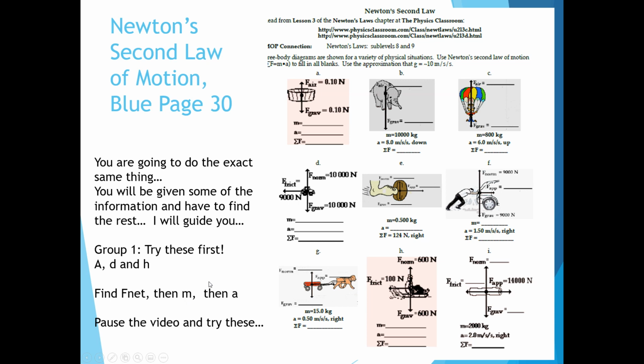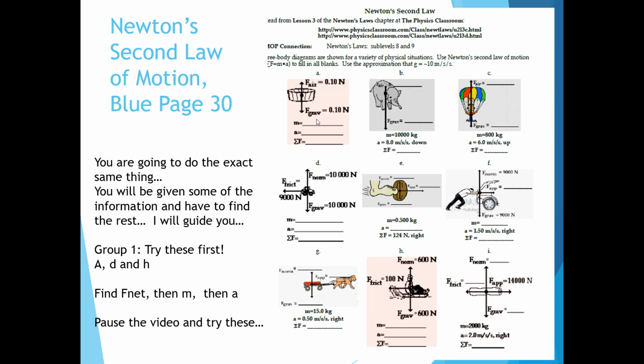Once you have those net forces, the next step is to find the mass. And we learned earlier in this chapter that weight and mass are related. So if you multiply the mass by 10 meters per second squared, you will get the weight. And since the weight is the force of gravity, what you're going to want to do is take the force of gravity and divide it by 10 in order to find the mass. Okay, so just like we did in the previous problems.